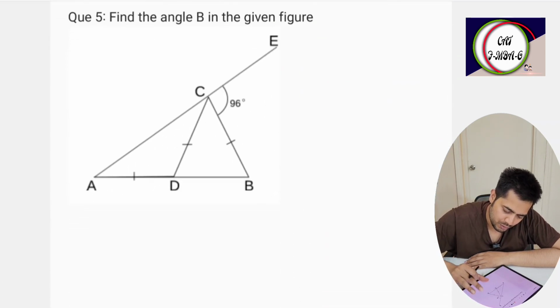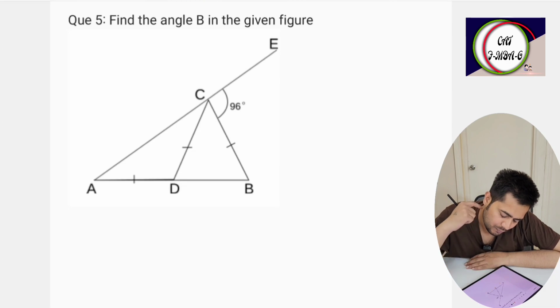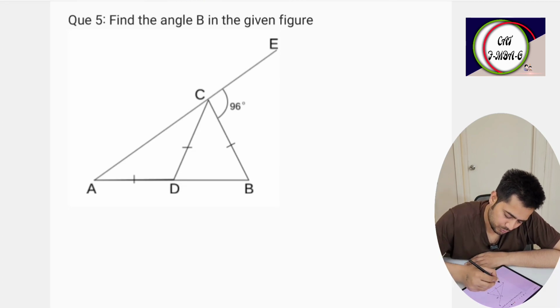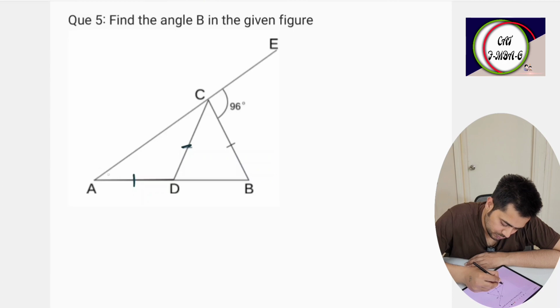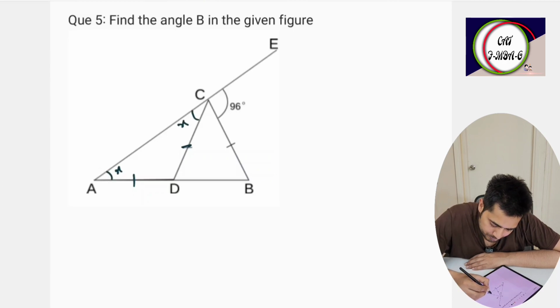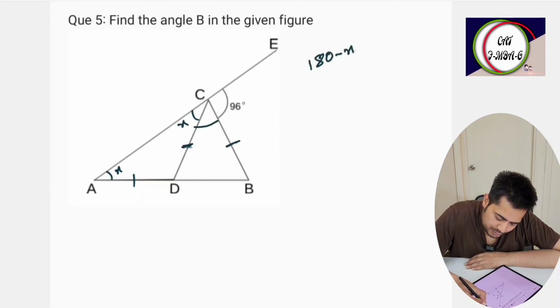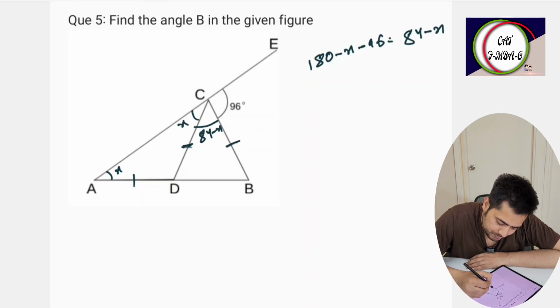Question number 5. What is the angle B in the given figure? Okay, this is equal to this, so x and x. Before that, what is this angle? This is 180 minus x minus 96, which is equal to 84 minus x. So this is 84 minus x. And what is this angle? This is 180 minus 2x. What is this angle? You calculate also, you will get 2x.